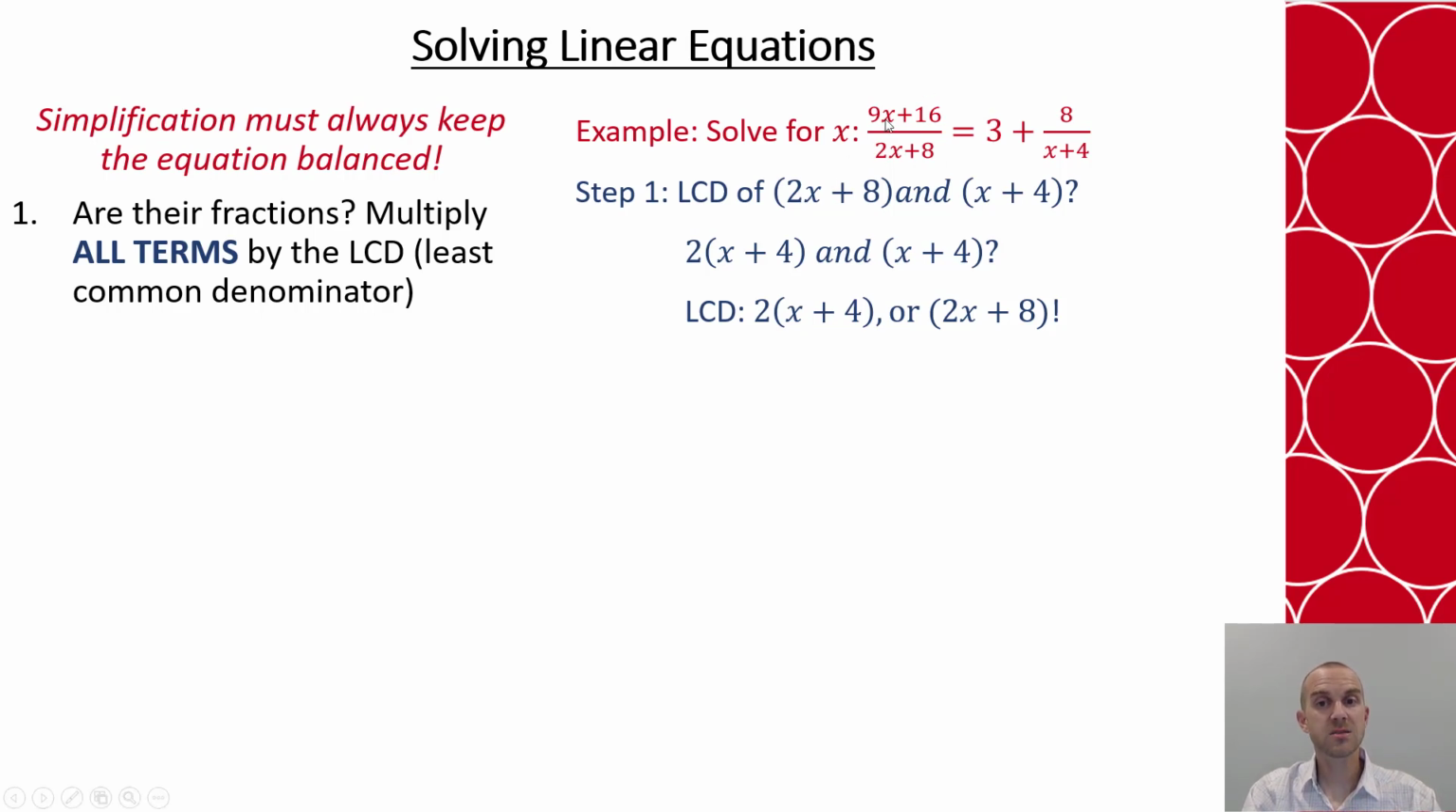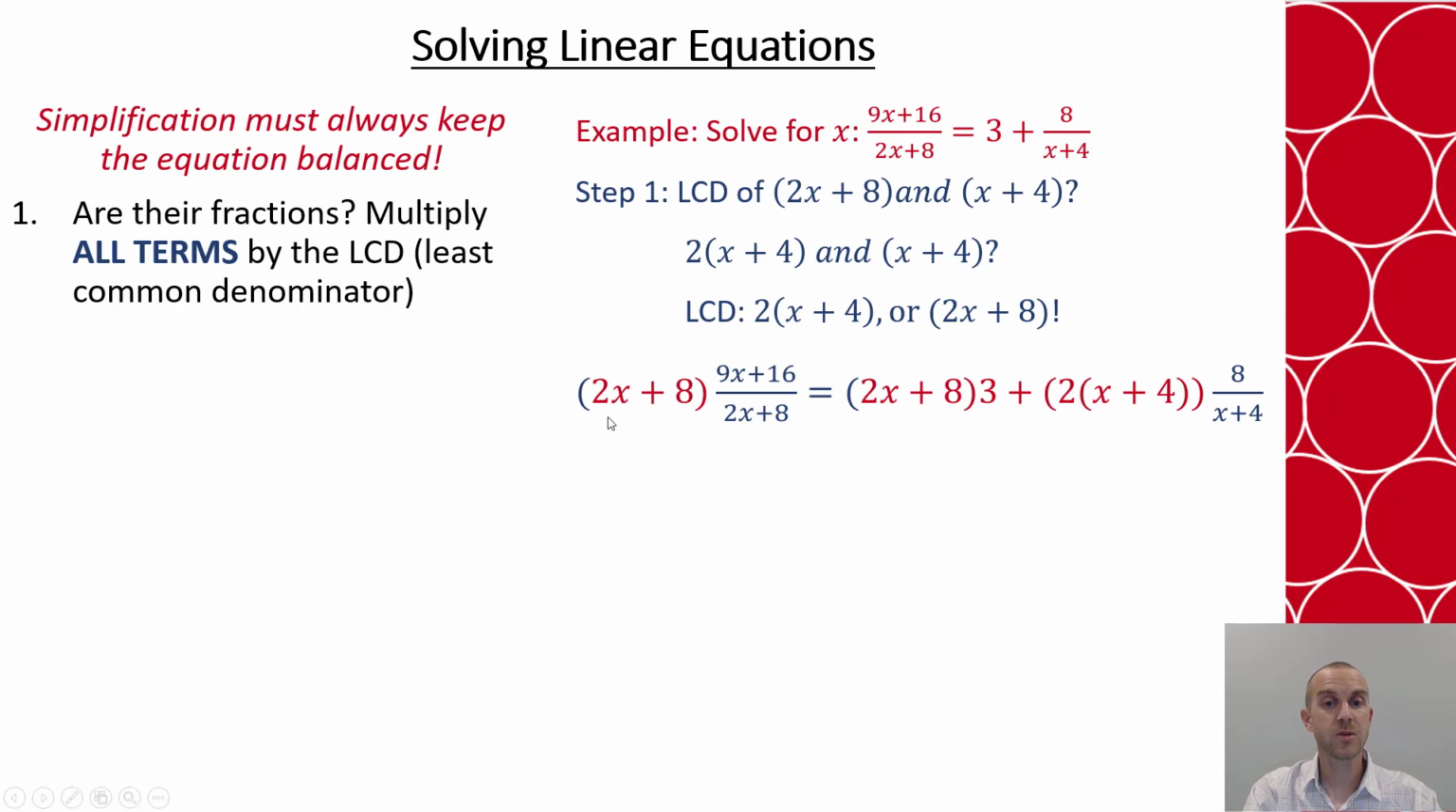So for my left expression, I'm going to multiply it by the 2x plus 8. The 3, I'm going to multiply by 2x plus 8. And the last one, I'm going to multiply by 2 the quantity x plus 4, because it allows for a little bit easier simplification. That is an equivalent expression, so either can be worked with no issue. The nice thing here is that when I simplify, 2x plus 8 will simplify with 2x plus 8 to 1, and the x plus 4 will simplify with this x plus 4 to 1. So it allows for easier simplification.